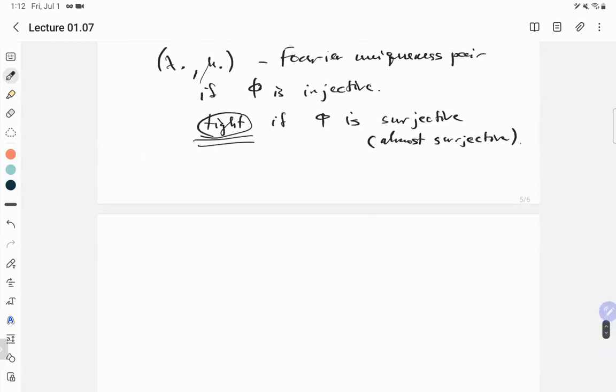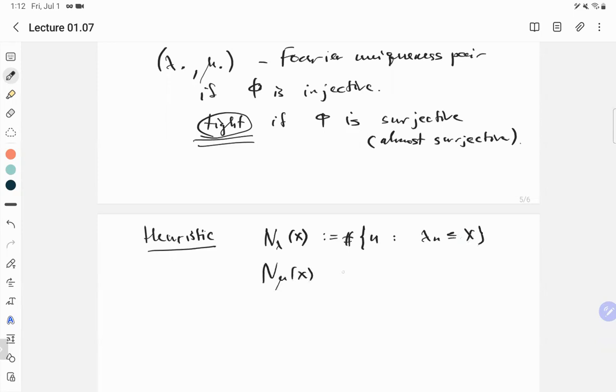So there's some heuristic condition, which looks like an uncertainty principle. The heuristic is the following. If you define the counting function, n lambda of x is just the number of n such that lambda n is less than or equal to x. The same thing for n mu of x.